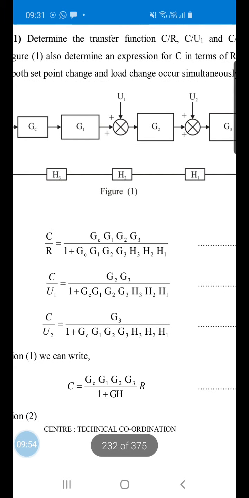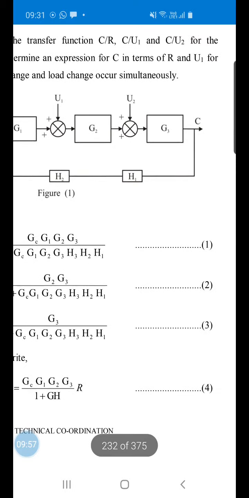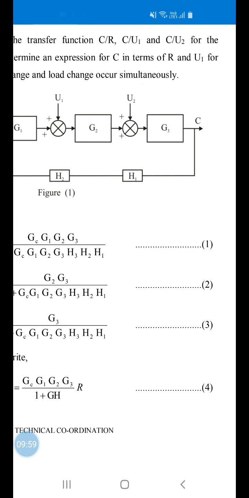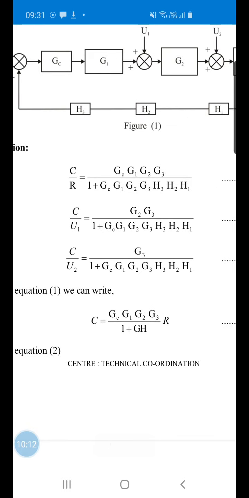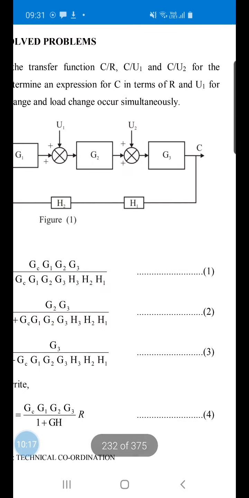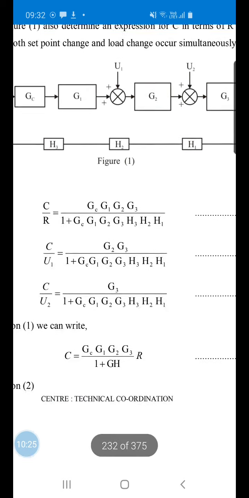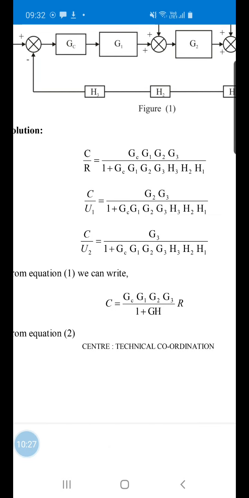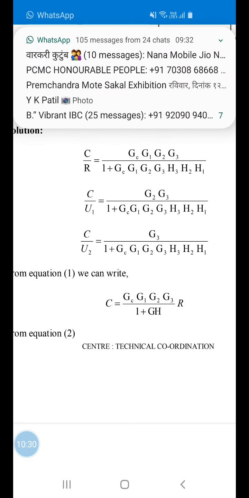You will understand now. C by U1, what will be C by U1? C and U are the two terms. Take the transfer function between only these two variables. So there are only two blocks, G2 and G3. So C by U1 is G2 G3 upon 1 plus the product of all the transfer functions. C by U2, what is C by U2? Take the transfer function between C and U2. It is only G3. So C by U2 is G3 upon 1 plus GC G1 G2 G3 H3 H2 H1.